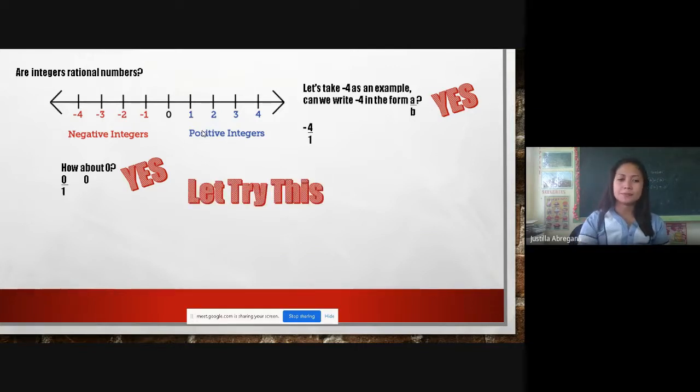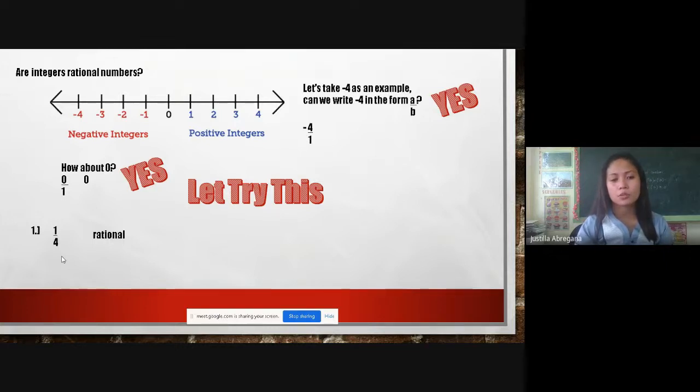Let's try this. Number 1, 1/4. Is it rational or not rational? Yes, correct. The answer is rational. It is written in the form 1 over 4, where the denominator is not equal to 0.